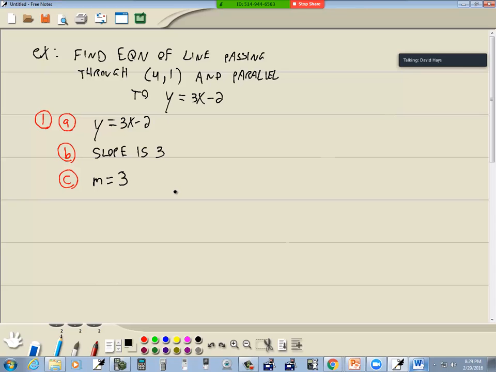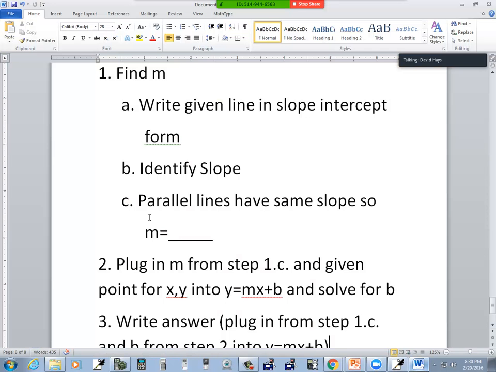Now this may be part of another problem. I remember seeing this in some of the problems out of the book, where they'll give you an equation like y is equal to 3x minus 2, and they'll ask you to find the slope of a line parallel to that. And so they're just asking you to find this piece right here. Now here we're going through the entire process. We're trying to find the equation of the line. So step 2, plug in m from step 1c.